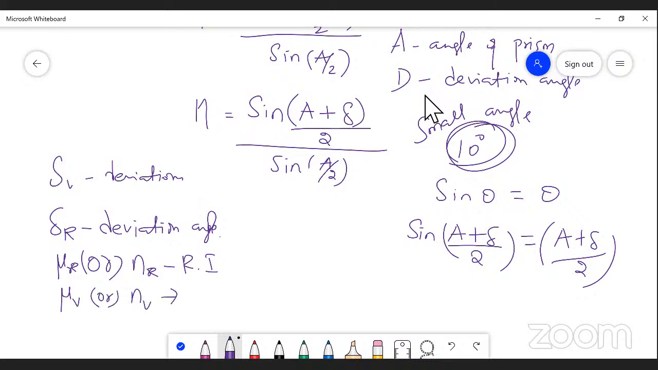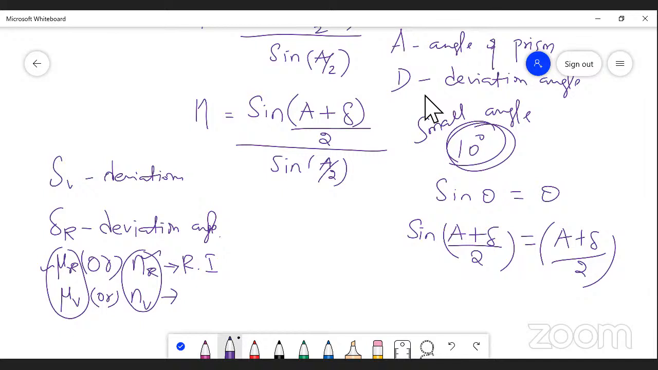Who is this? Mu R and NV. Mu and N both are equal. In our textbook, most of the regions are using N, but mu is also a symbol of refractive index. So this is a refractive index. And next, del V and del R are the deviation angles of violet and red color.